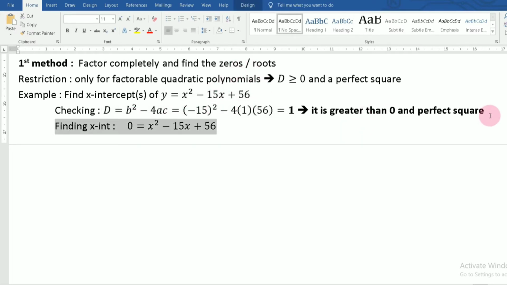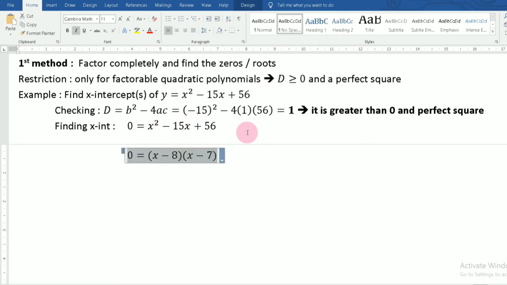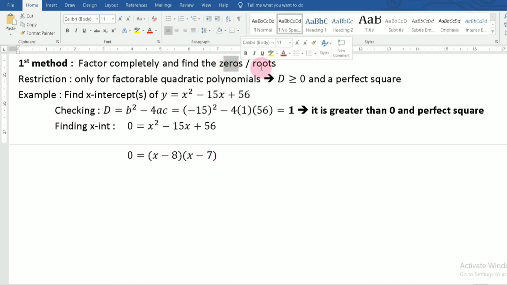Okay, let's solve it. Let's find the x-intercepts. First we substitute y by 0 since we are looking for x-intercepts. Since we are certain that this is factorable, use your factoring skill and we will find the factors will be x minus 8 and x minus 7. Okay, and then let's find the zeros or the roots.